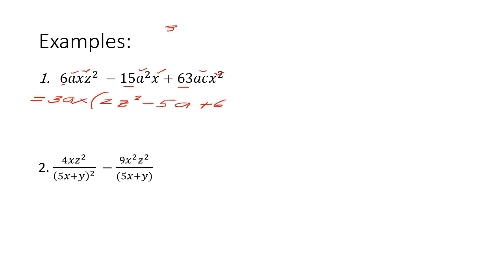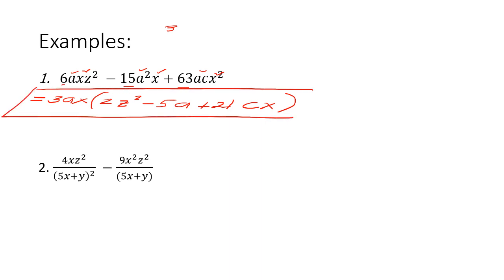So you have 21. Factor out a, factor out x as well. So what is left is cx. So this is now our final answer. You need to box your final answer and affix your signature next to it for every item.